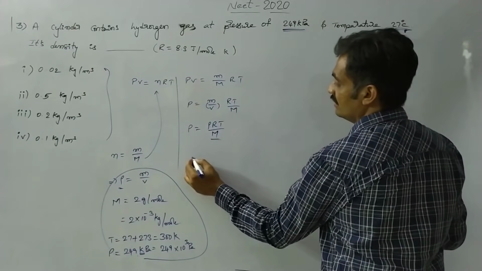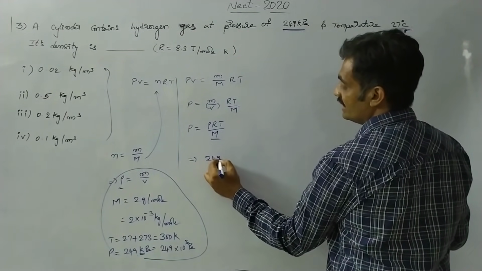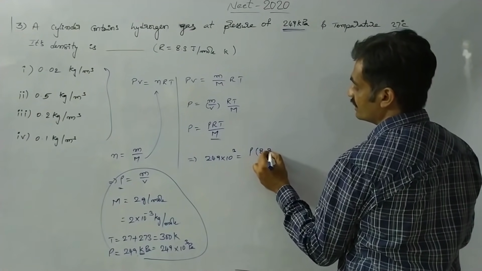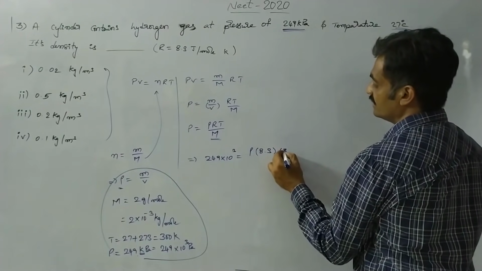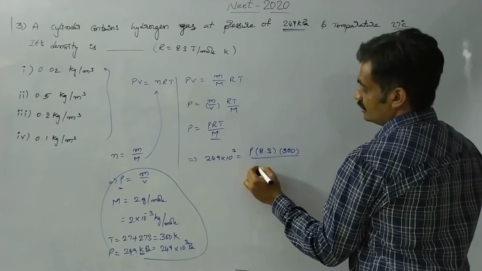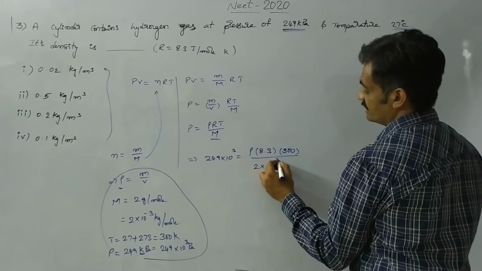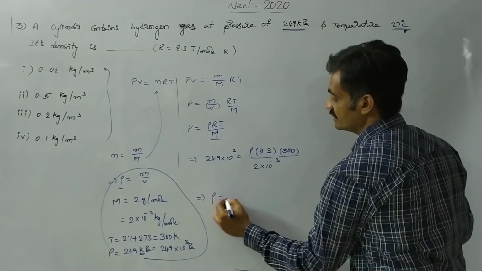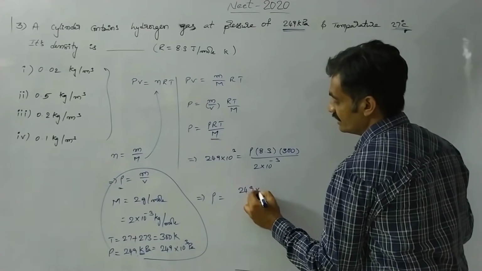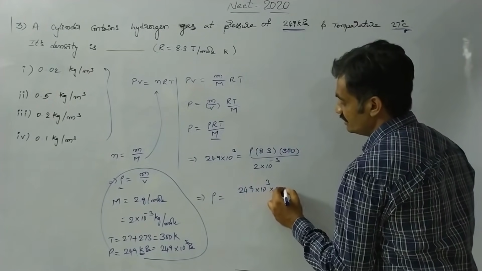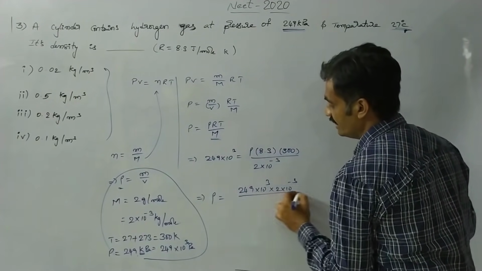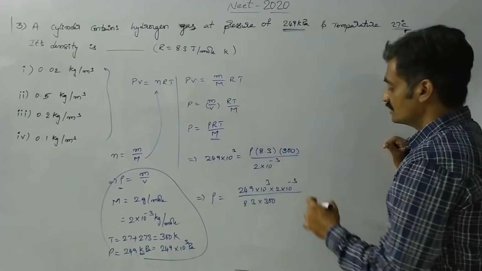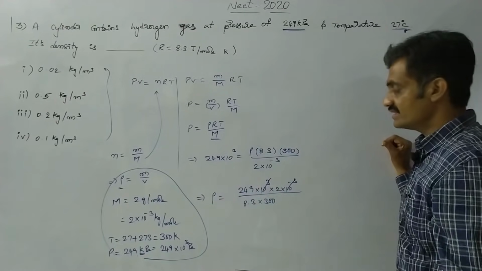If I substitute here, P is nothing but 249 into 10 to the power of 3, equals rho into 8.3 into temperature 300, divided by 2 into 10 to the power of minus 3. So from this equation, rho equals 249 into 10 to the power of 3 into 2 into 10 to the power of minus 3, divided by 8.3 into 300. So 10 to the power of 3 and 10 to the power of minus 3 get cancelled.